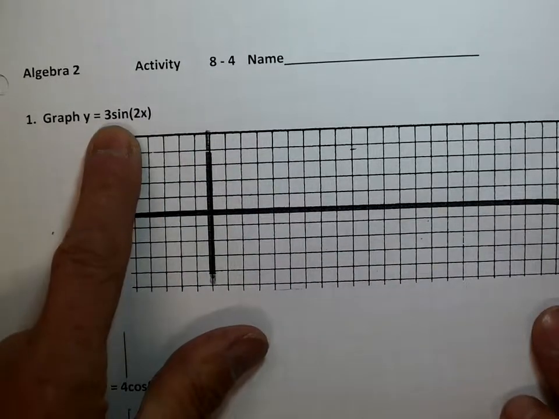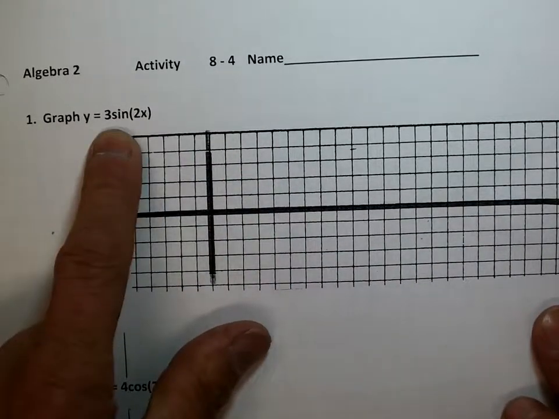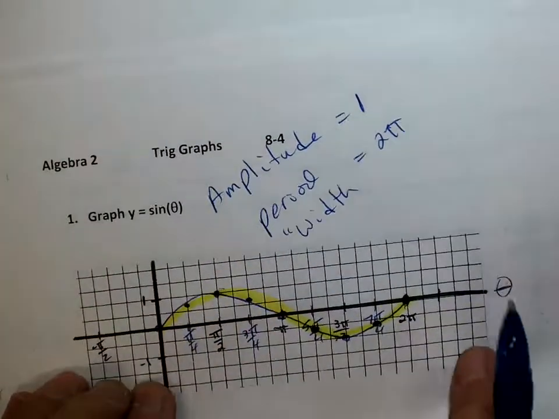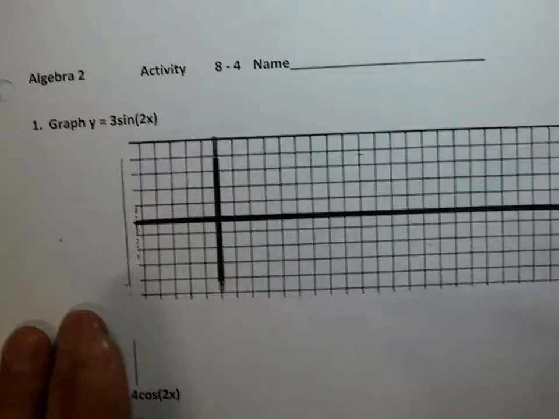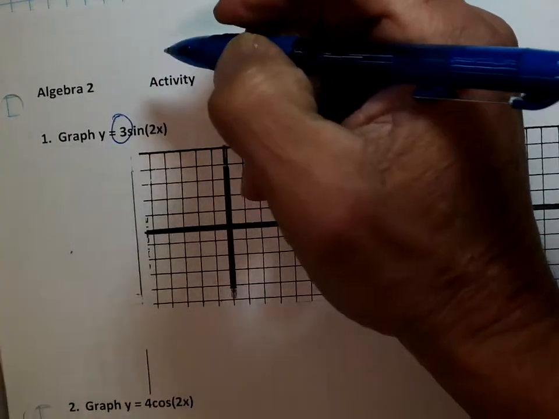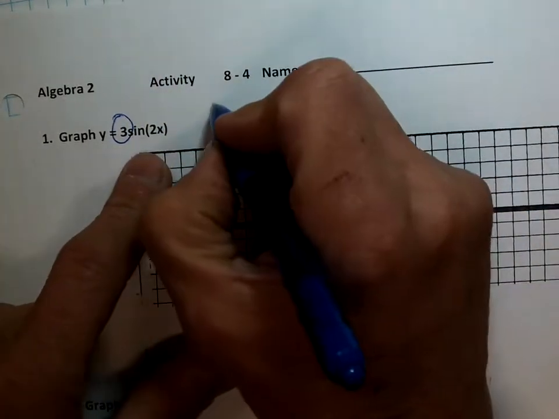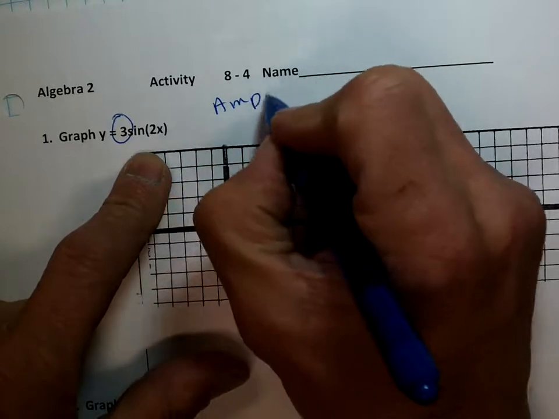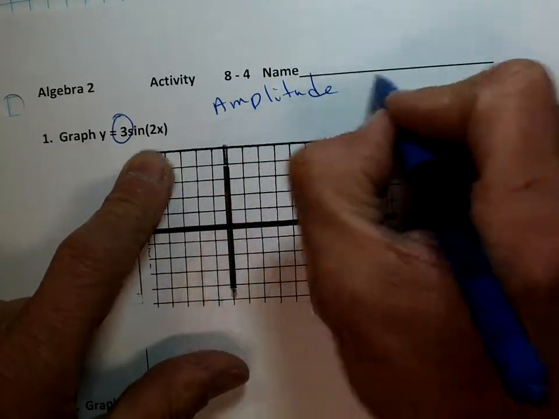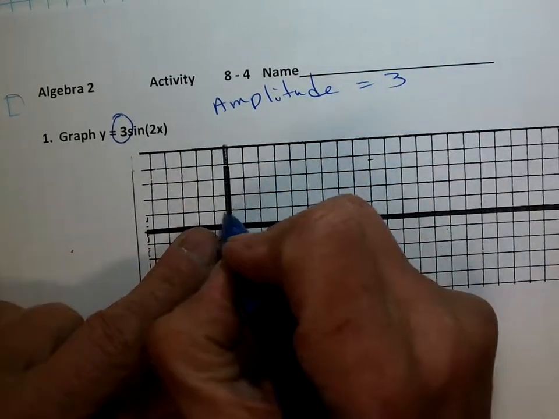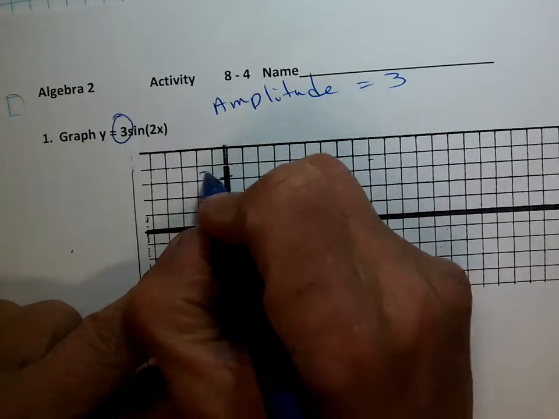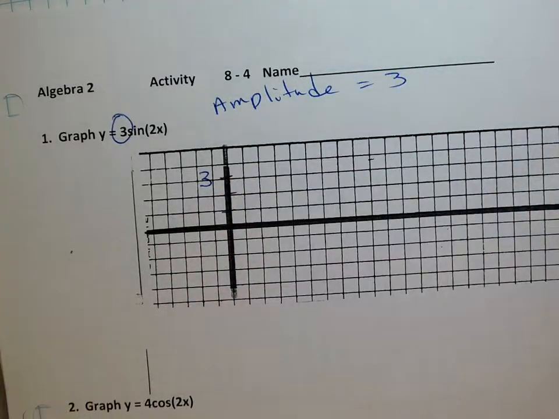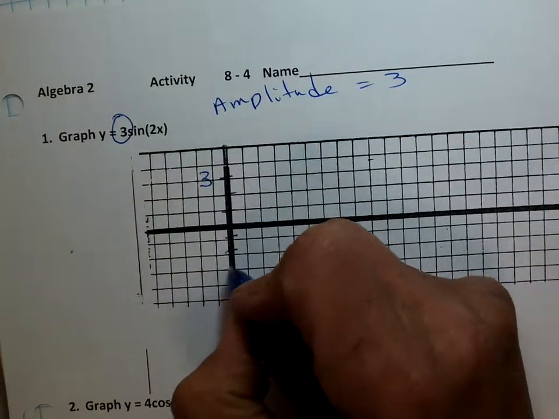I want to look at these graphs. So here it is. Number 1, I'm going to take my sine graph. I'm going to take this graph right here. See my sine graph? And what I'm going to do with my sine graph is I'm going to make it 3 times as tall. So the amplitude is equal to 3. So I'm going to go 1, 2, 3. So my graph's going to go up to 3, and it's going to go down to 1, 2, negative 3.